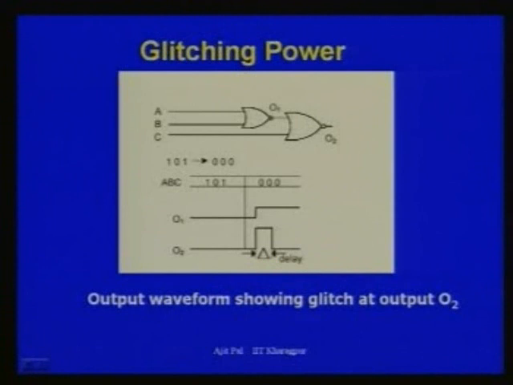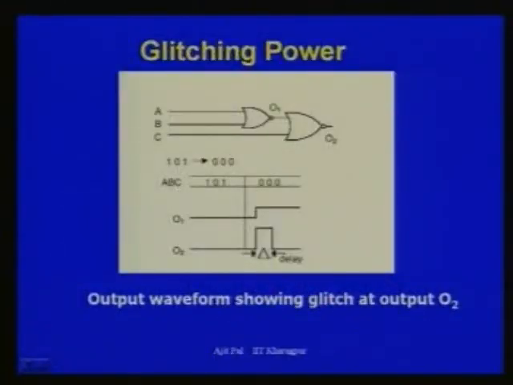And as you know, whenever a capacitor is charged and discharged, there will be power dissipation. So, here also this particular gate has some capacitance at the output, and that will be charged here and it will be discharged here, and as a result there will be some power dissipation.